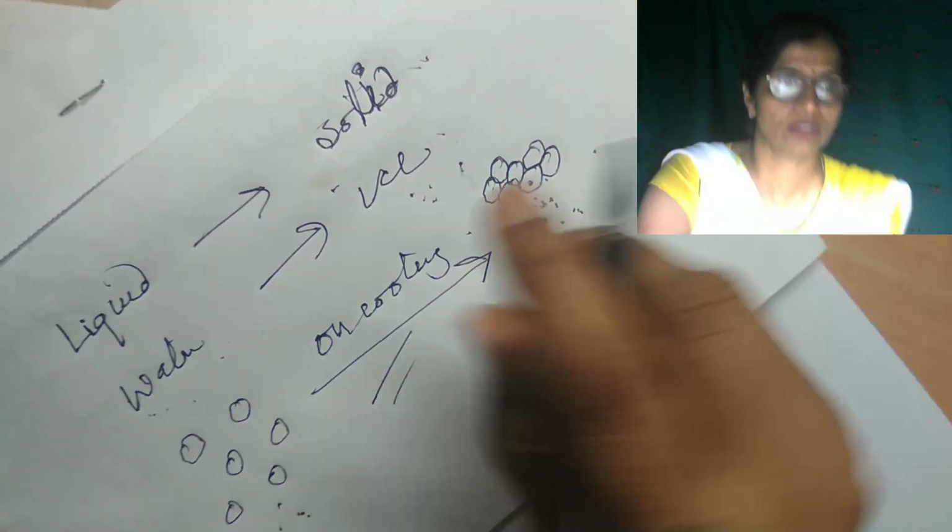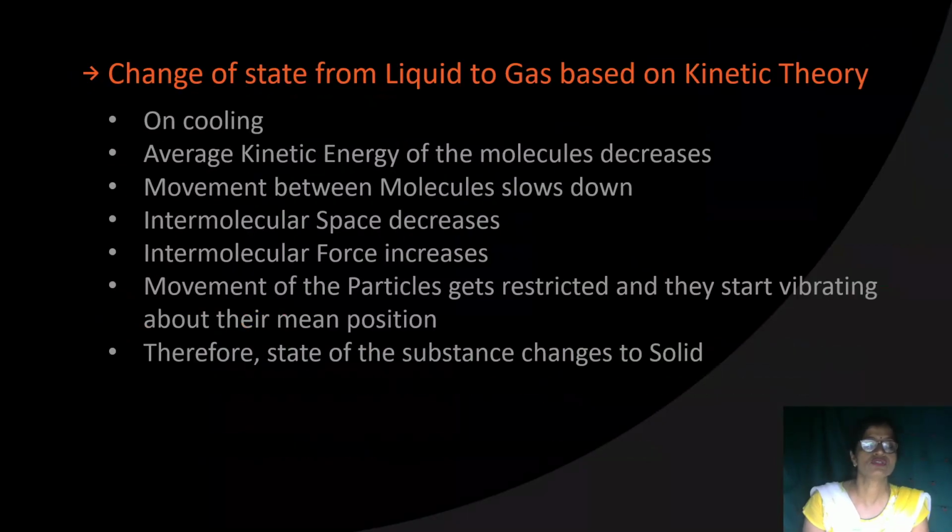So this is all about how the substance changes from one state to another with the help of kinetic theory. Again, we recapitulate once more how the substance changes from liquid state to solid state on the basis of kinetic theory. Actually, on cooling, on lowering the temperature, the average kinetic energy of the particles decreases, and so what happens? The movement between the molecules slows down.